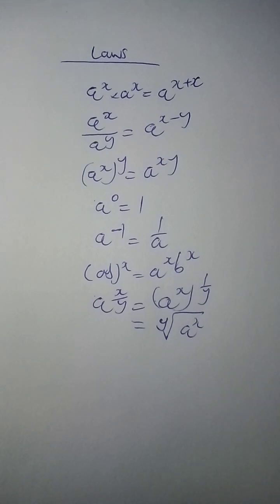The first one says that if you're multiplying bases that are the same, you add the exponents. The second one is if you're dividing the bases that are the same, you subtract the exponents. The next one is if you have a base inside the bracket raised to a power, the exponent outside your bracket will multiply the power inside your bracket. So this would mean that you have a^x to the power y, which is equal to a^(xy).